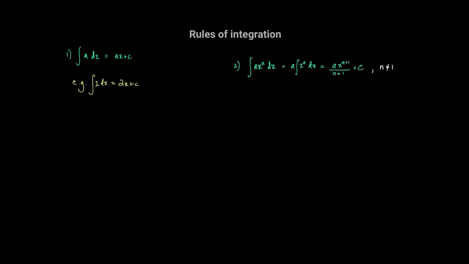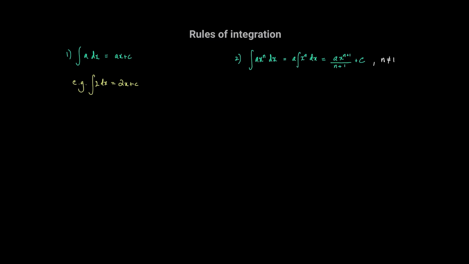Next, what if we had to integrate something of the form ax to the power of n with respect to x? Here, x to the power of n is being multiplied by this constant coefficient a, and one of the properties of integration here is that if we have a constant coefficient multiplying something, we can always factor out that constant coefficient. So the integral of ax to the power of n with respect to x is equal to a times the integral of x to the power of n with respect to x.